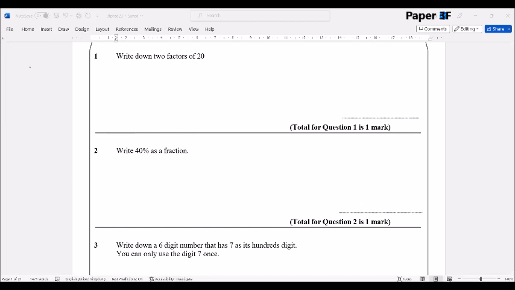Well, we can think about listing the factors of 20, but as long as we write down any 2 of these, it should be fine. The factors of 20 are 1, 2, 4, 5, 10, and 20. So we're just looking for any 2 of those, really. So we could just say perhaps 1 and 20. That's enough. We just got to write 2 down. So 1 and 20 on the answer line.